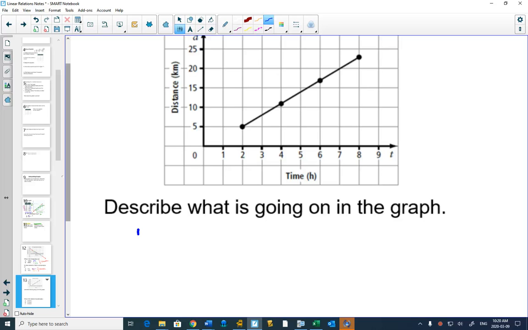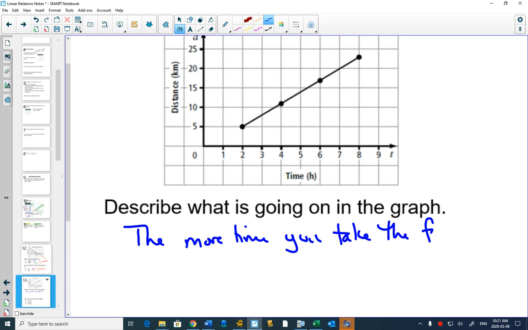Describe what's going on in the graph. The longer or the more time you take, the farther the distance you travel. So the more time you take, the longer the distance you travel.